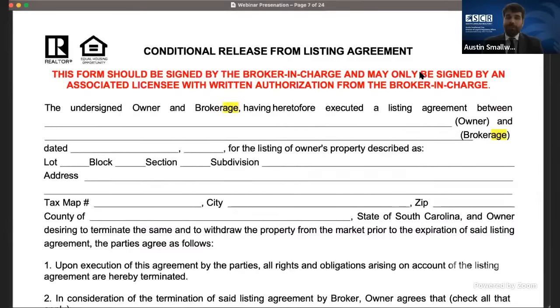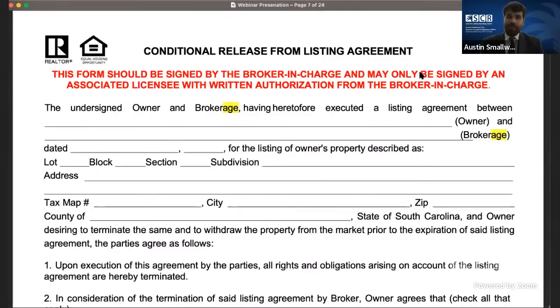In all of these cases, the commission found that to be in violation of license law, and to avoid any confusion on that, the forms committee wanted to make the following changes. Now there's going to be a disclaimer at the top, letting you know that this form should be signed by the broker in charge, and can only be signed by the associated licensee with written authorization from the broker in charge.